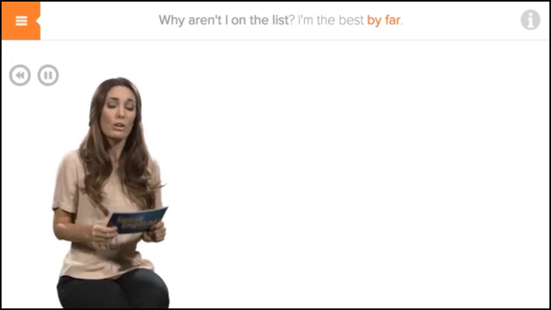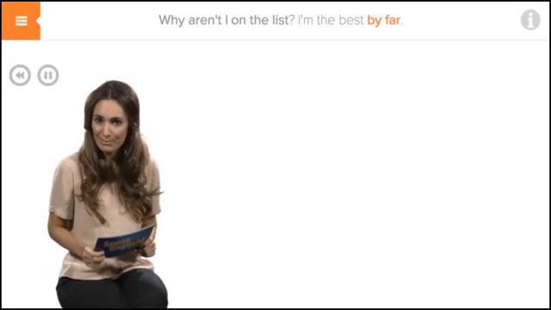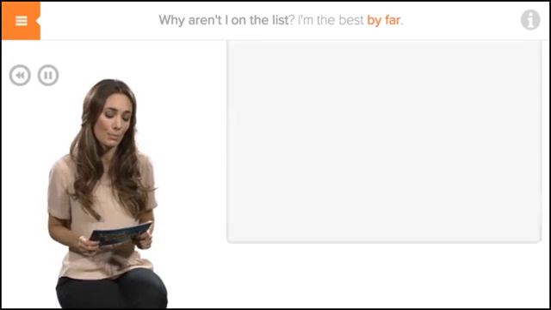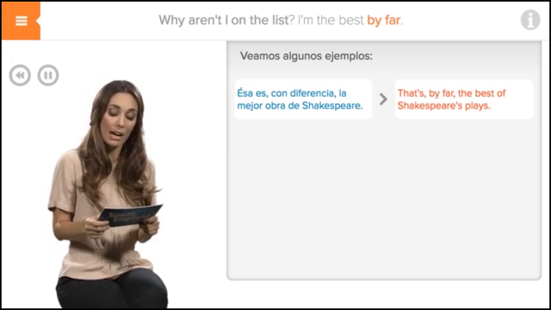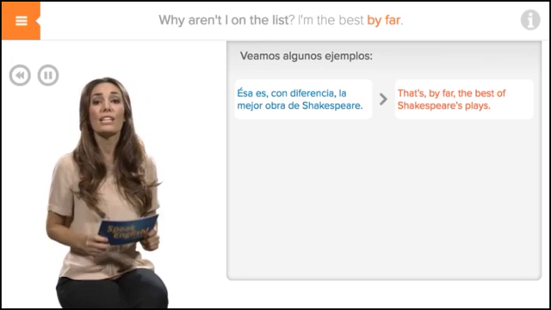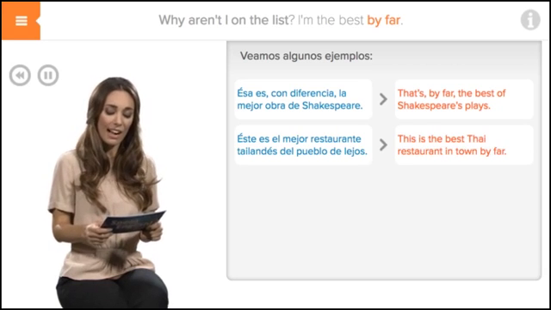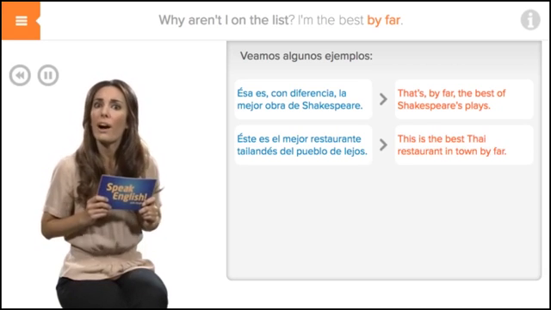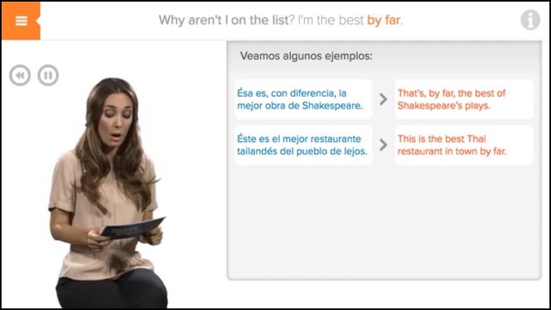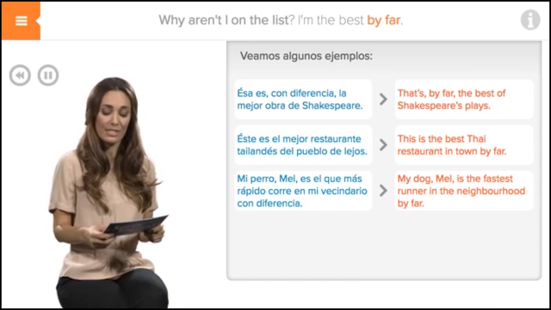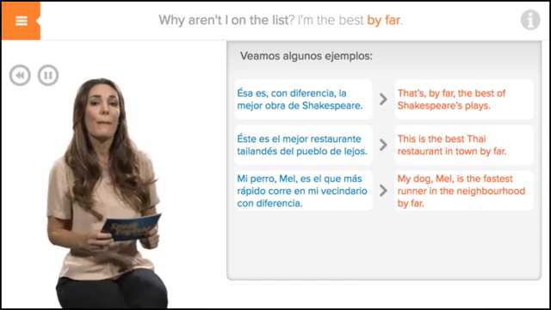She's by far the tallest one in her family. Veamos 3 ejemplos. That's by far the best of Shakespeare's plays. This is the best Thai restaurant in town by far. My dog, Mel, is the fastest runner in the neighborhood by far.